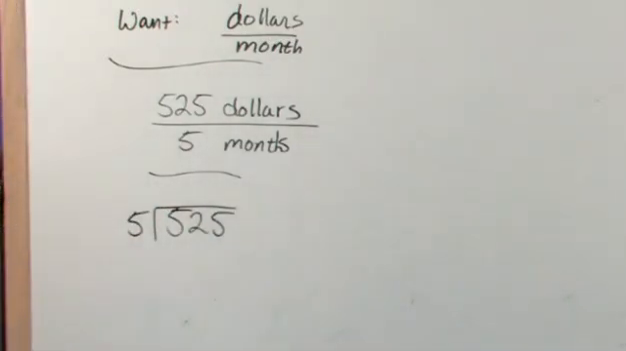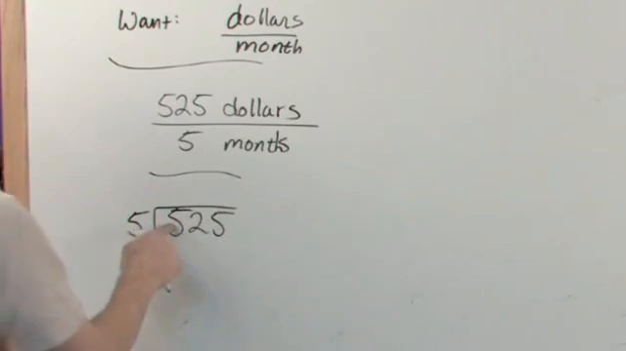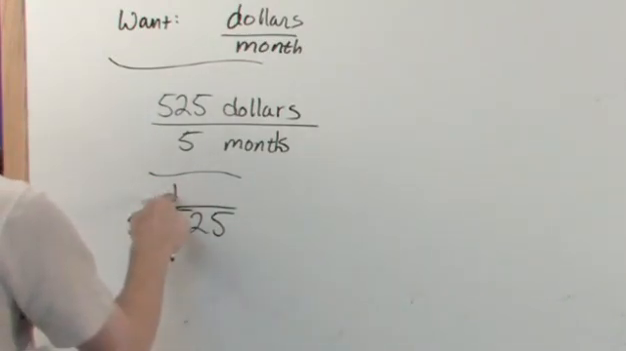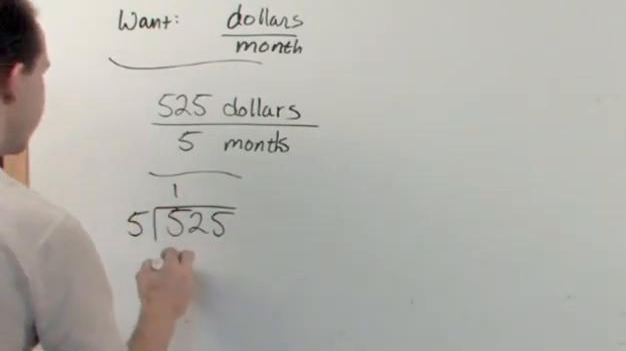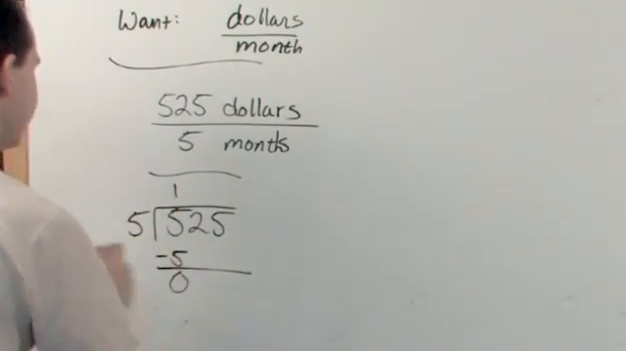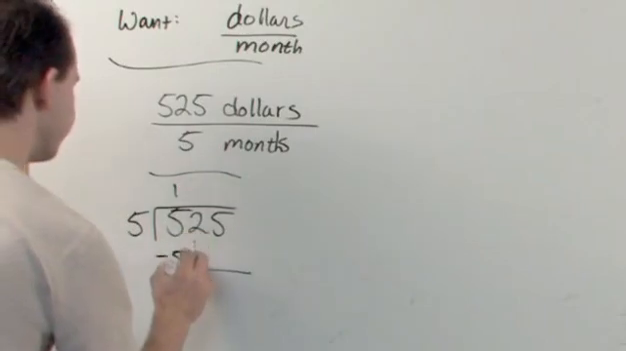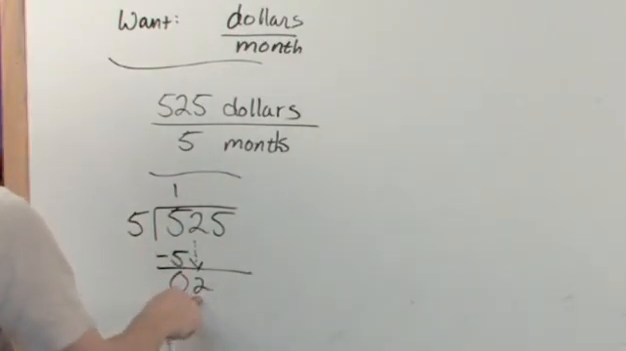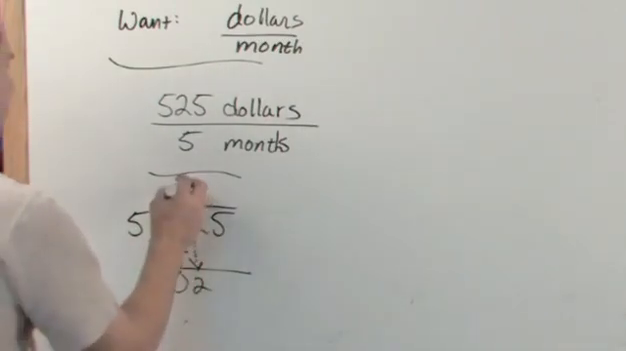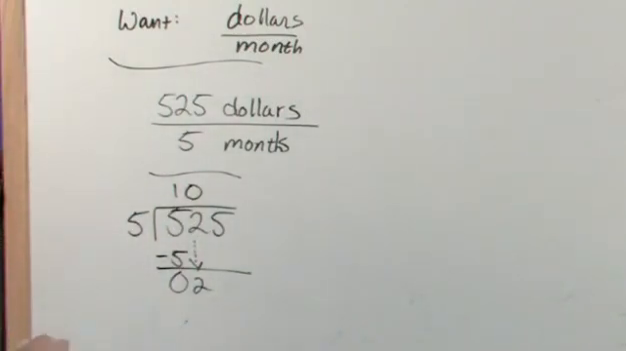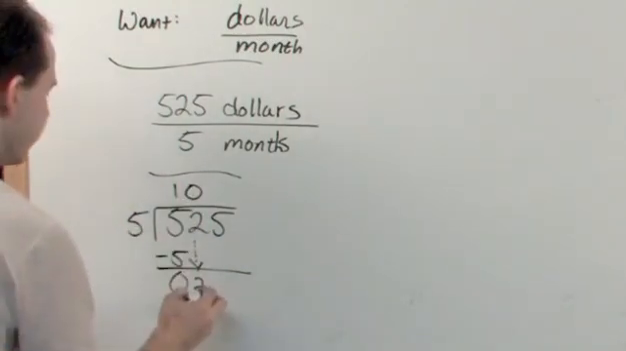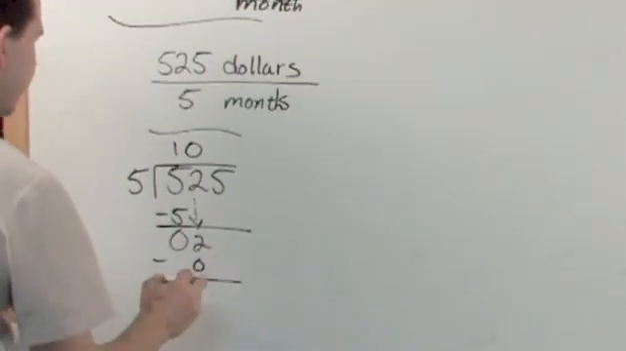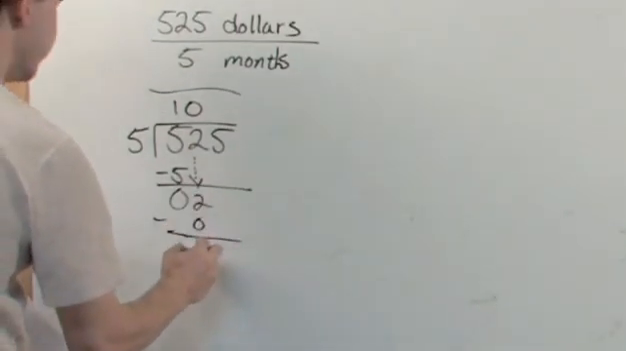We have to do this division now. 5 goes into 5 how many times? 1 time. Then I do my multiplication. 5 times 1 gives me 5. Subtracting gives me a 0, and I bring down my 2. 5 goes into 2 how many times? Well, it can't go at all because 2 is less than 5, so it can only go 0 times. Now let's multiply. 0 times 5 gives me 0. And again, I subtract. 2 minus 0 gives me 2.